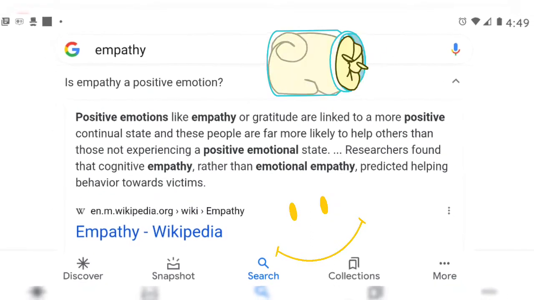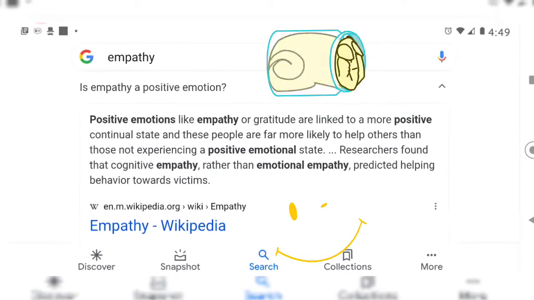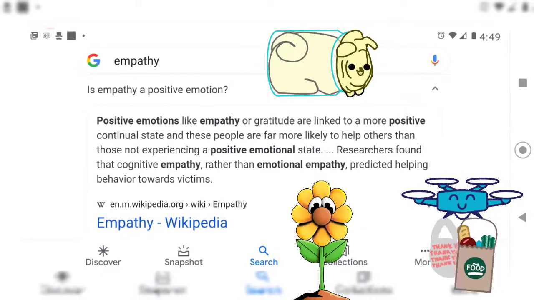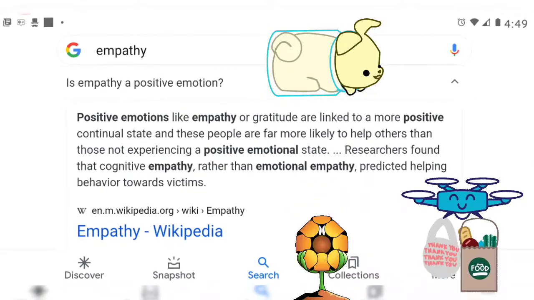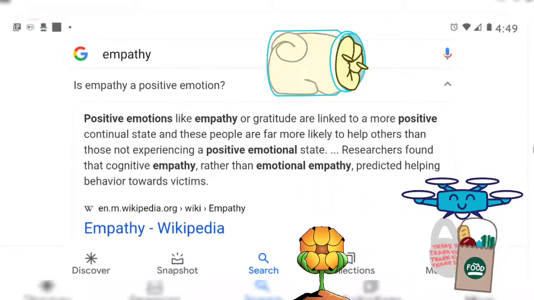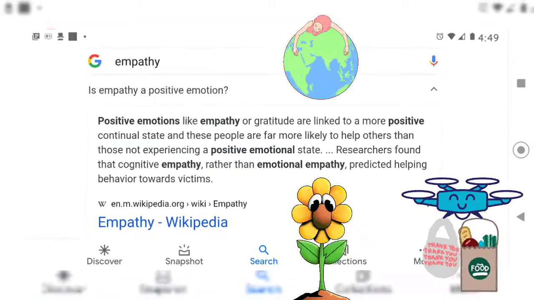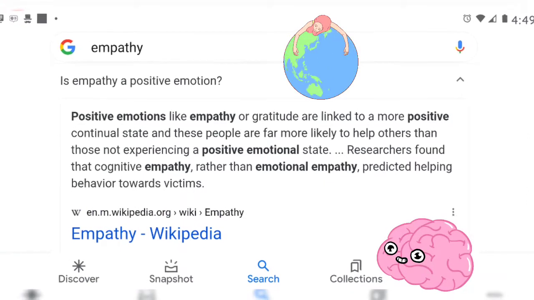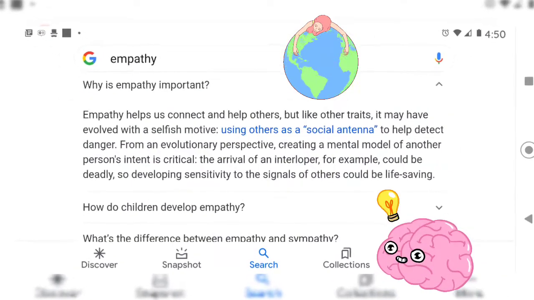Is empathy a positive emotion? Positive emotions like empathy or gratitude are linked to a more positive, continual state, and these people are far more likely to help others than those not experiencing a positive emotional state. Researchers found that cognitive empathy rather than emotional empathy predicted helping behavior towards victims.